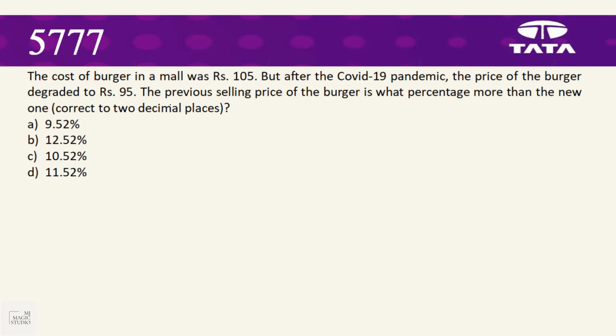The cost of a burger in a mall was rupees 105. But after the COVID pandemic, the price of the burger degraded to 95. From 105, it comes down to 95. 10 rupees fall. The previous selling price of the burger is what percentage more than the new one? It is 10 more than the new one, but percentage-wise, it should be 10 by the new price.